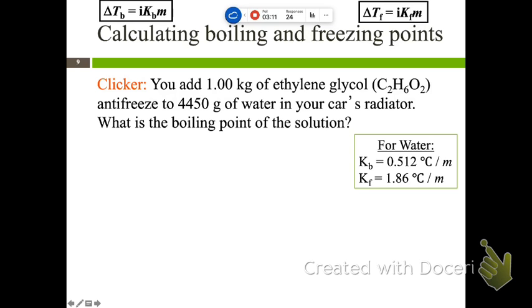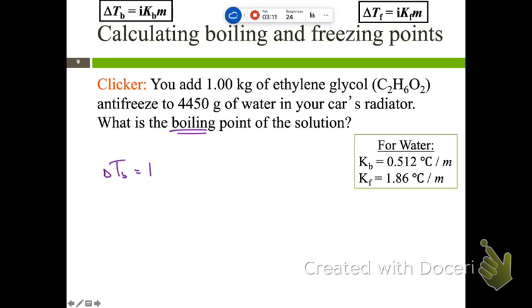Can I get someone from this table to volunteer the process we used? And I can write it up. It's just the same thing. Same thing, but what's different? The K values, you use the 0.512 degrees Celsius per molal instead of the other.